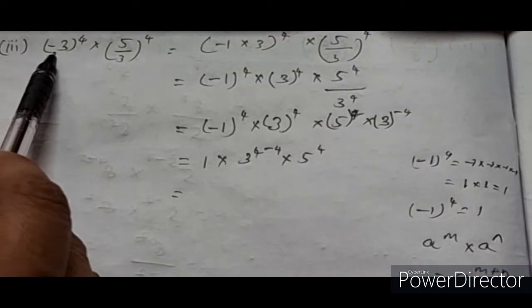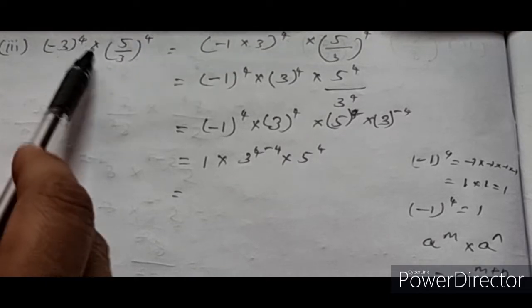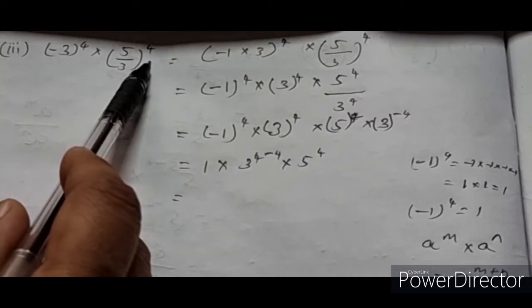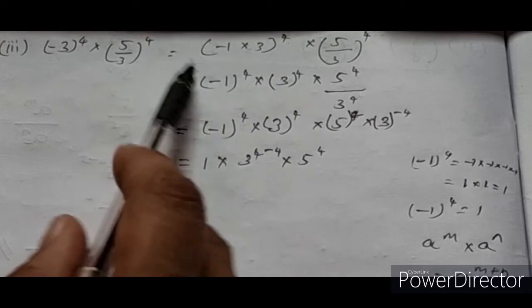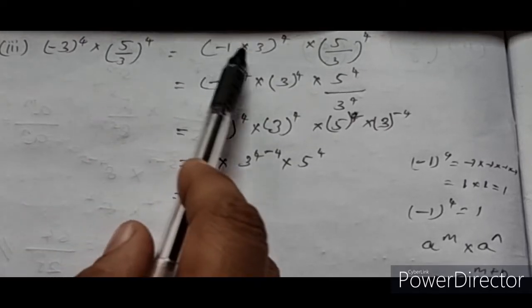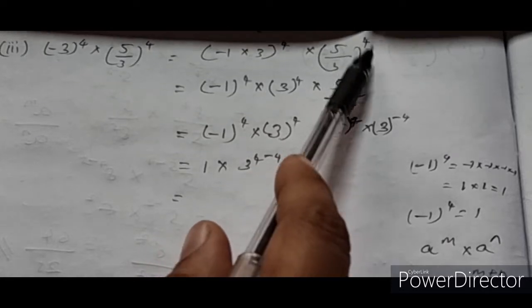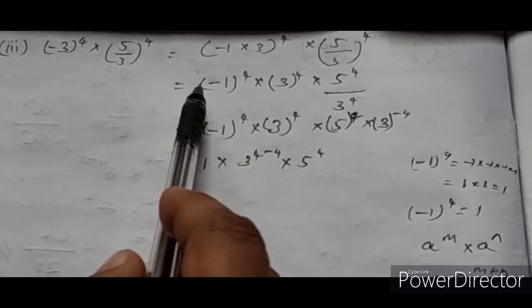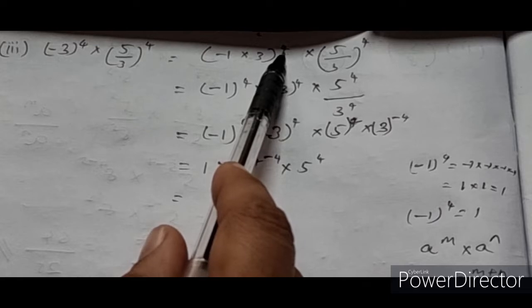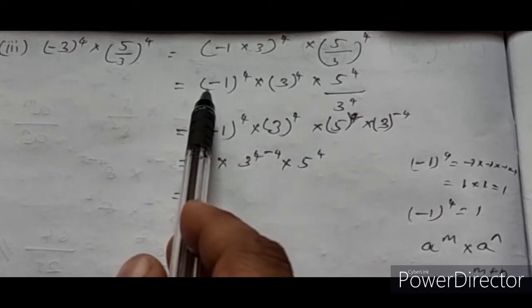Next subdivision is minus 3 to the power of 4 into 5 by 3 to the power of 4. That can be written as minus 3 can be written as minus 1 into 3, to the power of 4 into 5 by 3 to the power of 4. Again, I am just moving this whole power 4 as individual powers.